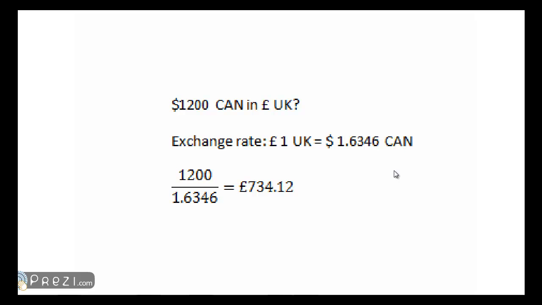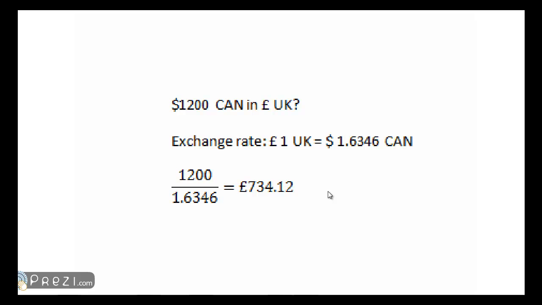So that means that if I had the two currencies set up next to each other and I was trying to work out which one was equal, all I would have to do is just see which one's got more. Now, that makes no sense. Anyway, let's try it again. Let's suppose we take 1,200 and we divide by 1.6346. We do the division. We get 734 pounds and 12 pence.